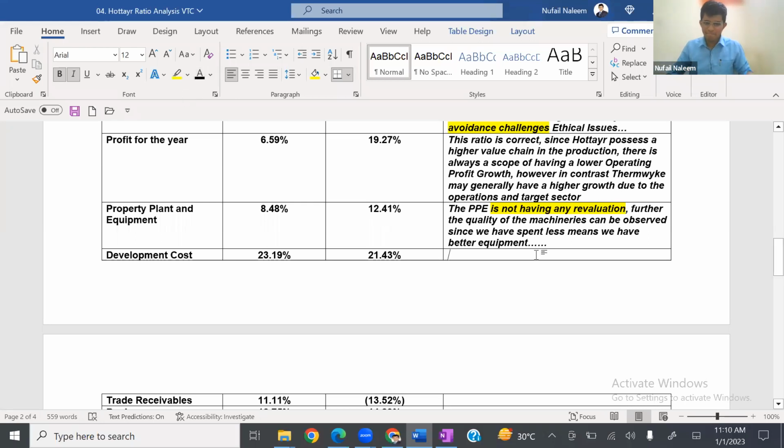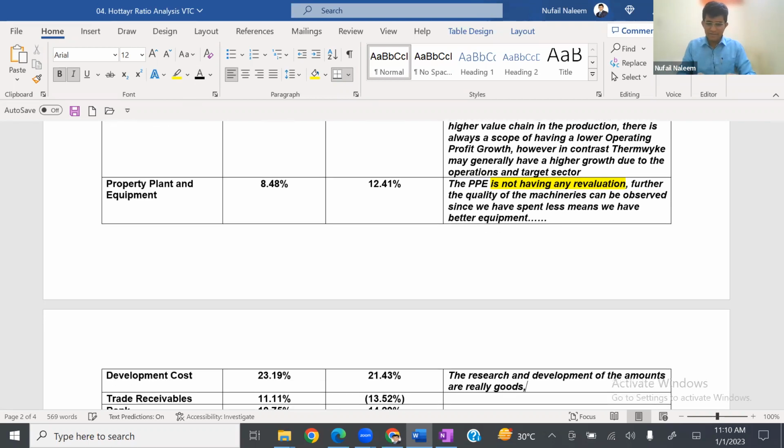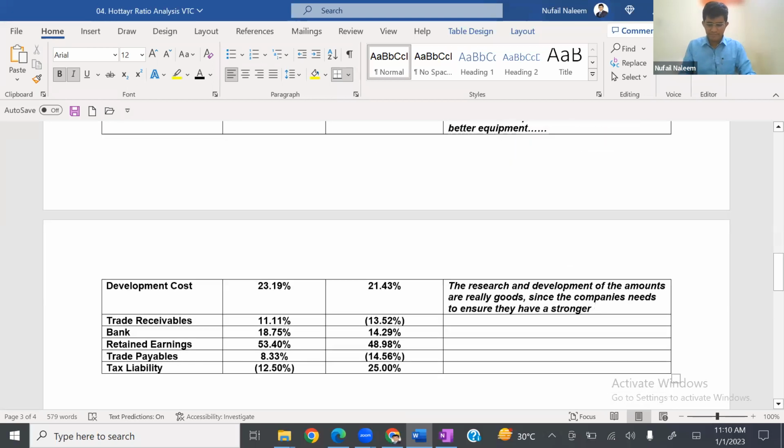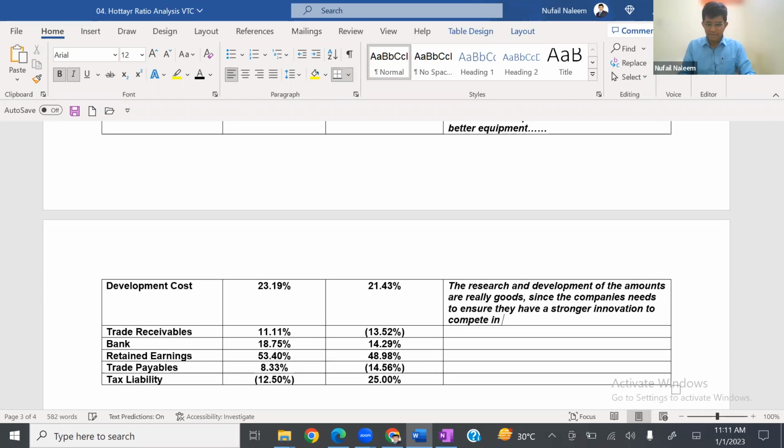So I can say the research and development amounts are really good, since the companies need to ensure they have a stronger innovation to compete. Correct, no, students? Strong innovation to compete in the market. Students, can I get a Y in the chat box?